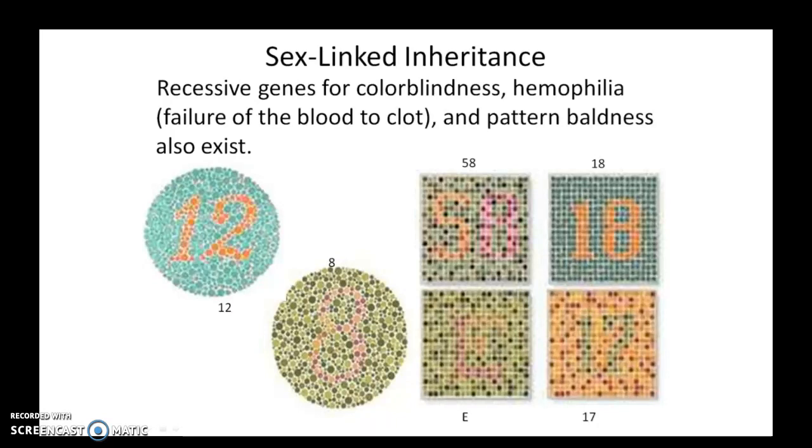So here's just the slide, it shows you a little bit about color blindness. Here you should see the number 12 if you are not colorblind. Here you should see an 8. This is a 58. This more so looks like an S to me. This is an 18. This is a 17, and this is the letter E. So if you cannot see those things, you might have some color blindness issues.